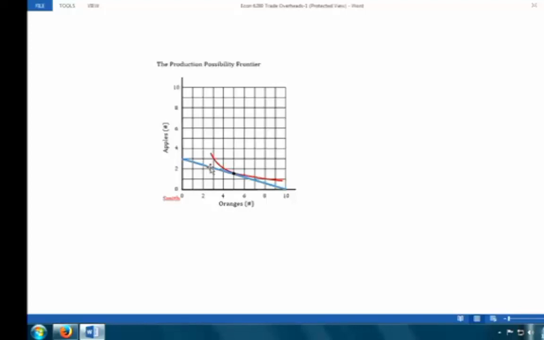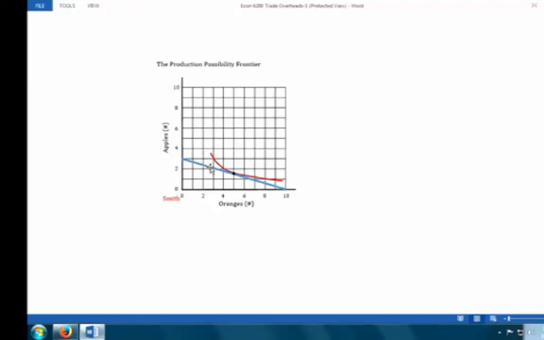Now, I have made up the PPF. I just made up the numbers, right? And I have made up his indifference curve. I just happened to choose it so that it intersected right there in the middle at the point 5 oranges and 1.5 apples. But I could have drawn the indifference curve differently.